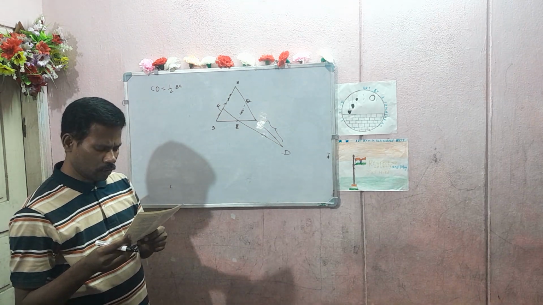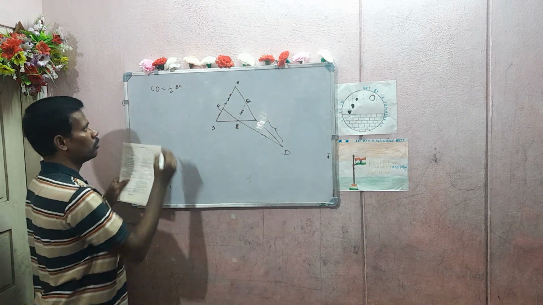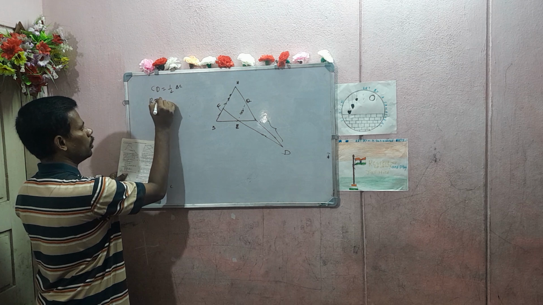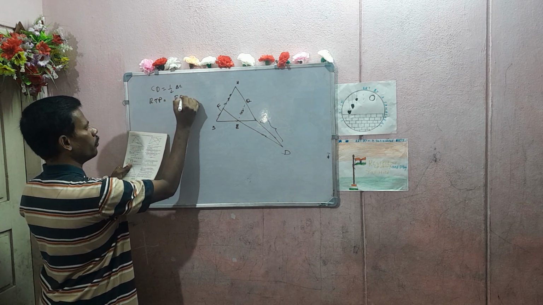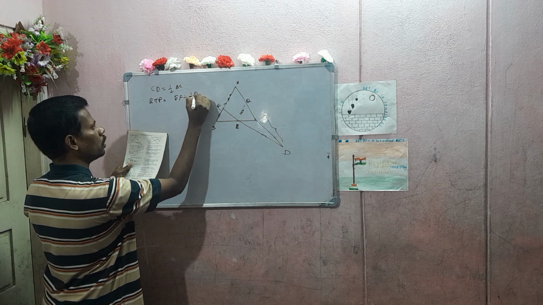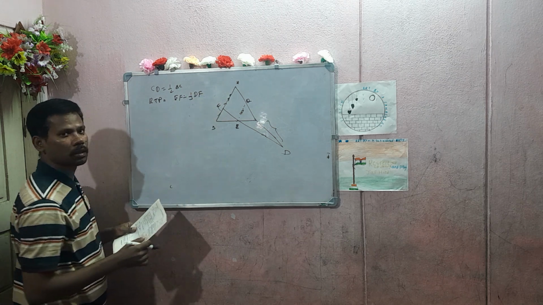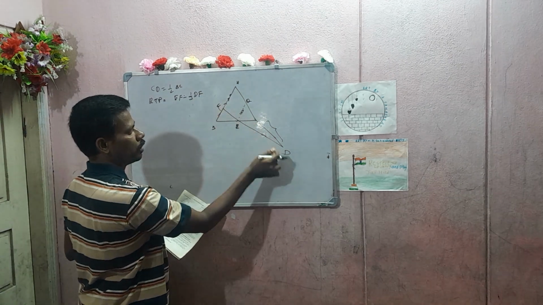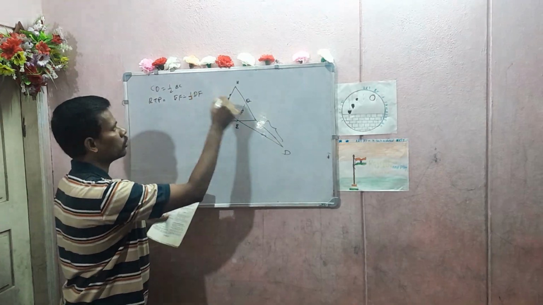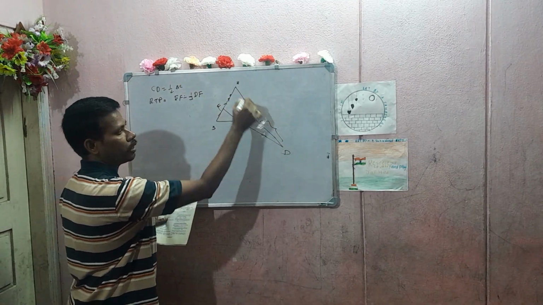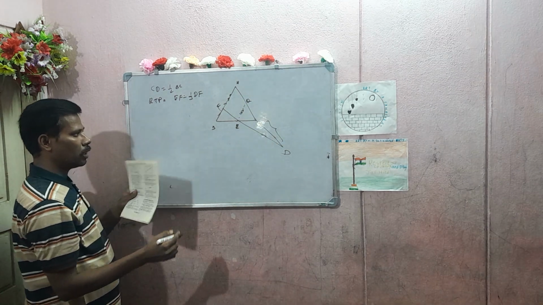So what we have to prove? Prove that EF is equal to 1/3 DF. How to do this one? Very simple, children. Let us write first what is given. CD is equal to half of AC, given. And proof.